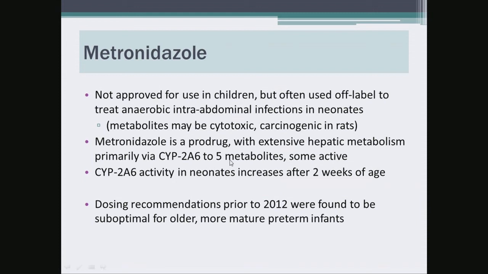All right, lastly, we'll talk about metronidazole. It's not approved for use in children, but it's often used off-label to treat anaerobic intra-abdominal infections. Why is it off-label? Because the metabolites are thought to be cytotoxic and carcinogenic in rat models. You need to remember that metronidazole is a prodrug with extensive hepatic metabolism. The hepatic metabolism is through 2A6 and it has 5 metabolites, some of which are active. And we know that this 2A6 activity actually increases in neonates after 2 weeks of age.